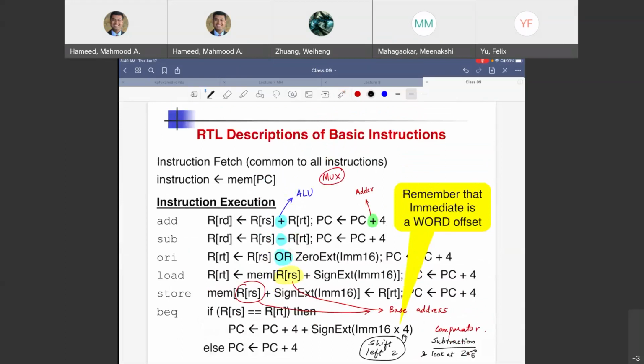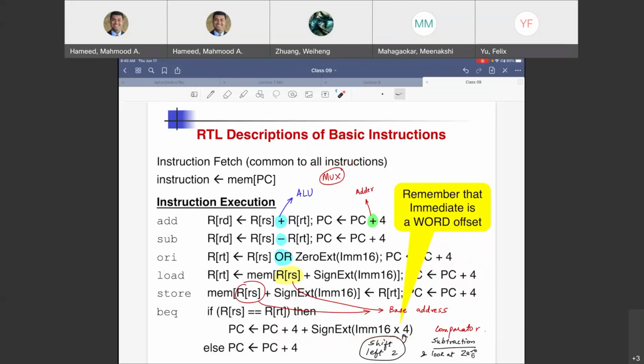Now, next question. Sometimes my program counter is being updated by the next instruction, PC plus 4. And sometimes my program counter is being updated by PC plus 4 plus sign extension of these things, right? How do I choose? What hardware do I need to choose? A mux, there you go.